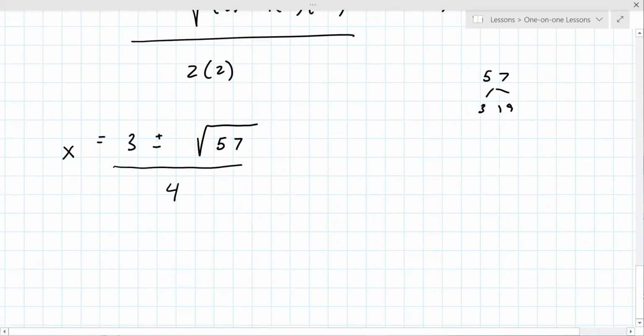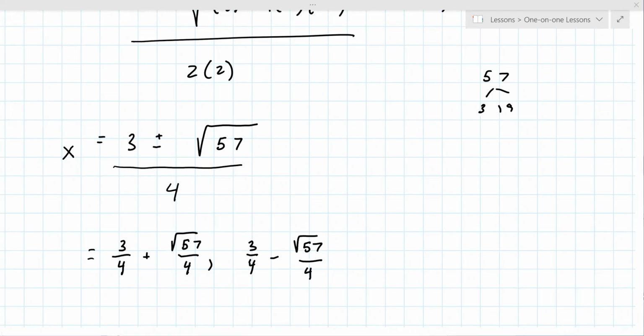This is a very specific thing, but some instructors want to see it this way: 3/4 plus square root 57 over 4, comma, 3/4 minus square root 57 over 4, as being your two solutions. Both are correct, but this bottom one is probably what is preferred by most instructors when they see you do this. Okay, so we're going to move on.